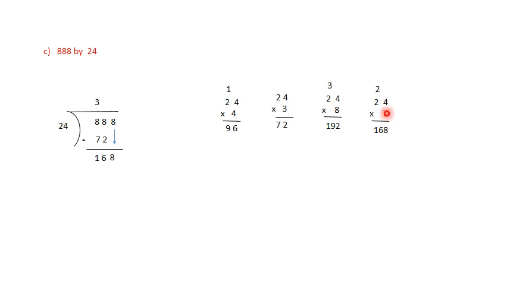How much is it? 24 sevens are 168. So we'll take here 7s are 168 and after subtracting you're getting 0. So what is your quotient now? Your quotient is 37 and remainder is 0. So we'll write down here quotient 37 and remainder 0. Let's come to the next one.